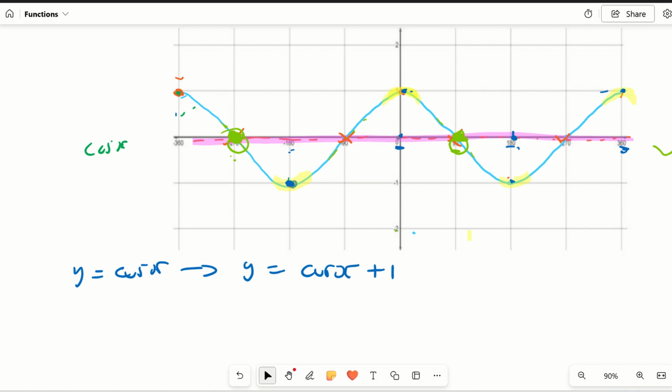Okay, fine. Now, what did I do to the graph of cos x to get cos x plus 1? We shifted the graph of cos x 1 unit up. This plus 1 means 1 unit up. If it was 2, it would be shifting the graph of cos x 2 units up. Are we together?